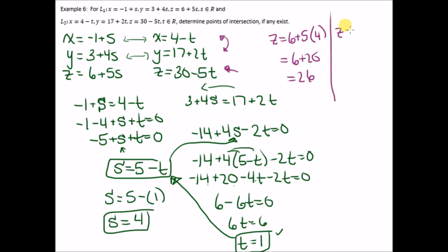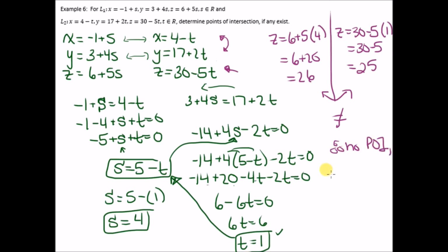And then we get z equals 30 minus 5t, which is 1. 30 minus 5, I get 25. So these two are not equal, therefore there's no point of intersection. Therefore, no point of intersection. These lines are skew.